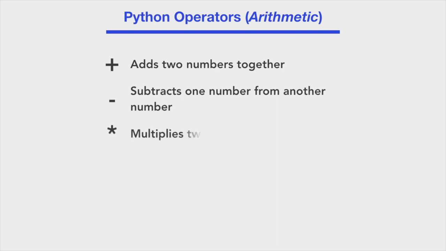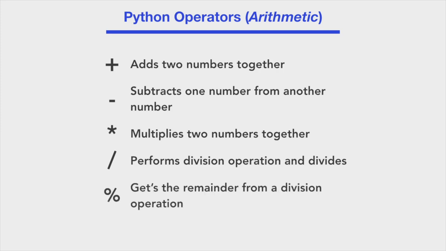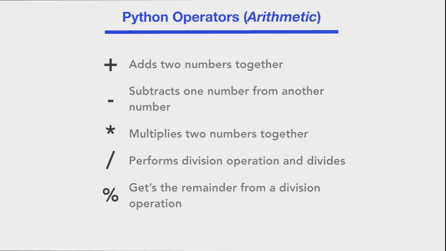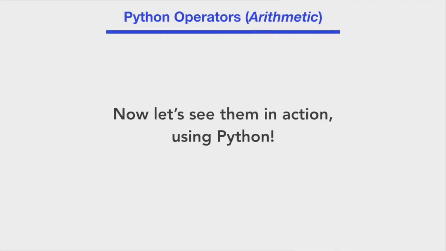The asterisk multiplies two numbers together and performs a multiplication operation. The forward slash performs a division operation and divides the two numbers. And the last operator is the modulus operator, and this gets the remainder from a division operation. So these are the main arithmetic operators. Now let's see them in action using Python.